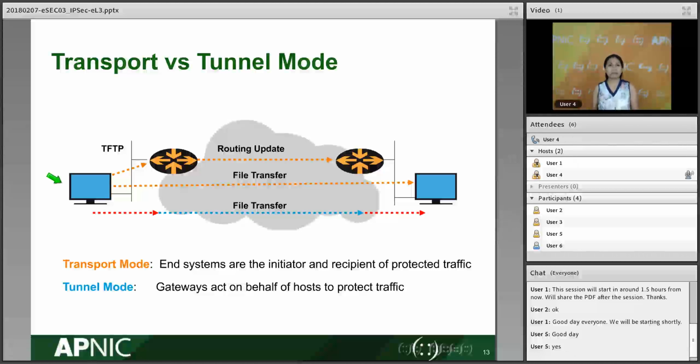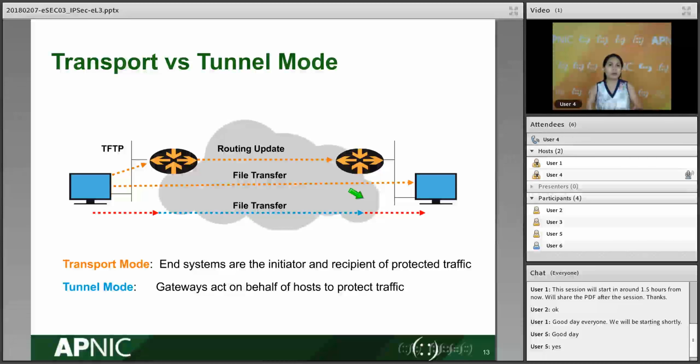When is it implemented? If you are doing transport mode, notice the orange dotted lines. It's between the two machines that are talking to each other, so it's end-to-end communication. Whereas with tunnel mode, you start tunnel mode once it reaches the router. So the blue dotted lines here specify only in between the routers, only in between the gateways. So traffic from here to here may be encrypted in another way, but with IPsec, it will be from the router all the way to the router.